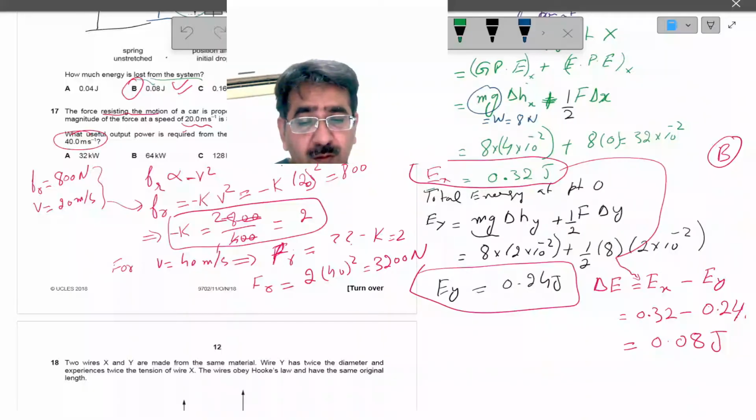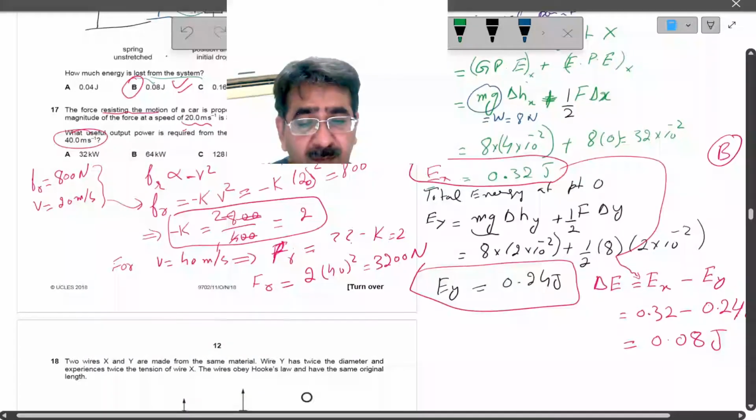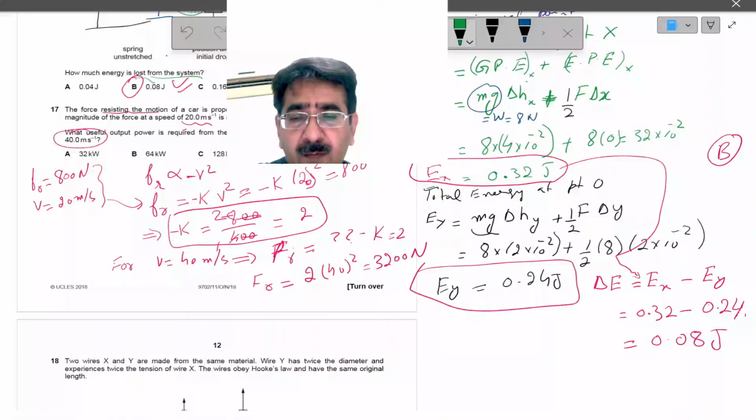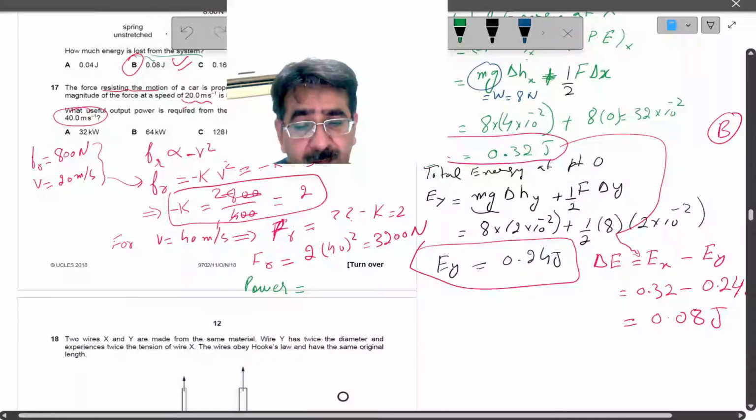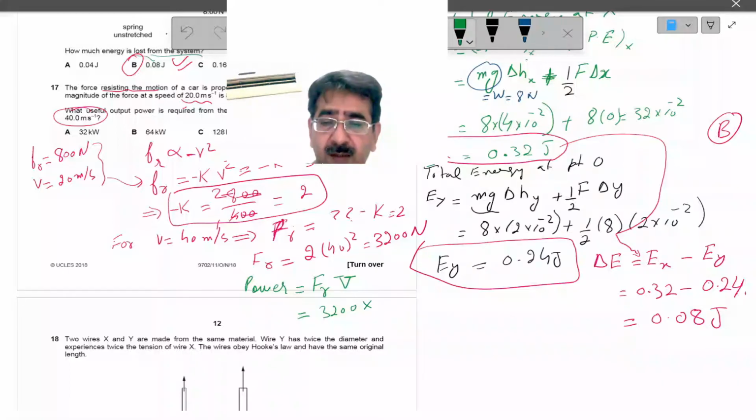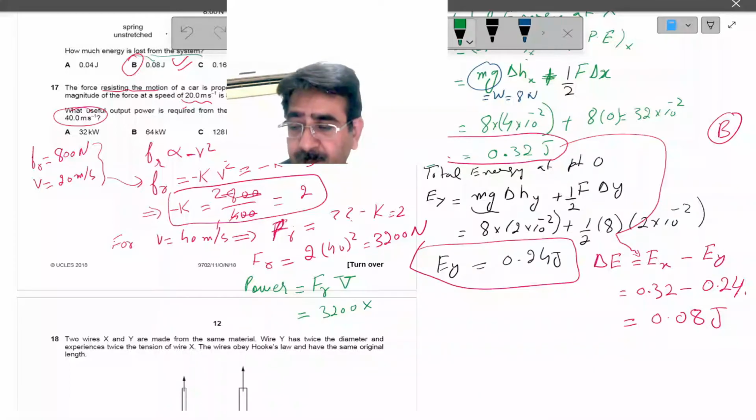Okay, so what will be the power? We require the output power, which is always equal to Fr multiplied by velocity. So Fr is 3200, multiplied by velocity, which is 40.